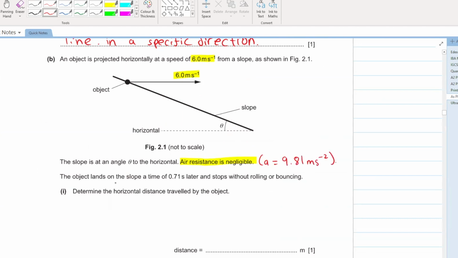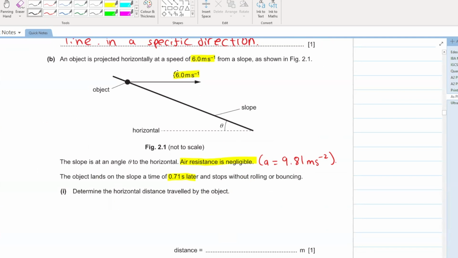The object lands on the slope 0.71 seconds later and stops without rolling or bouncing. You have to determine the horizontal distance traveled. How can you determine the horizontal distance traveled?